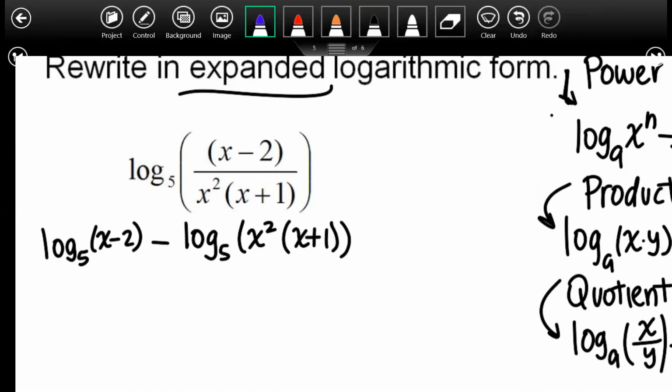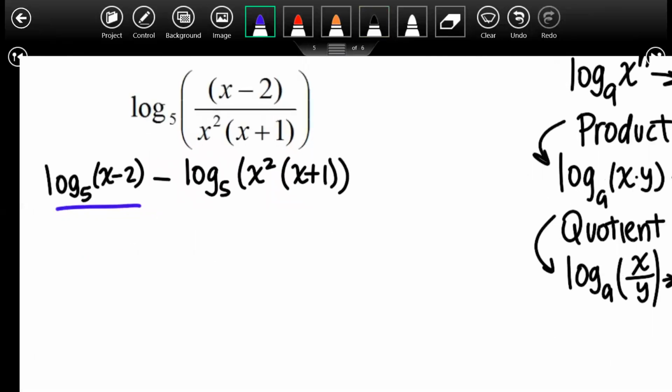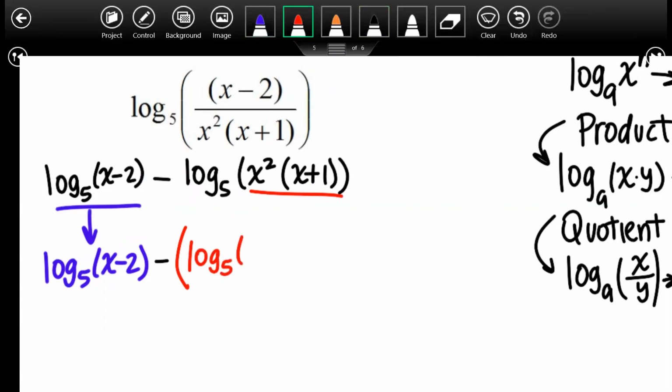Next thing I'll do is use the product. Our first term has nothing else. It's not a term of products at all, so we're just going to drop this portion down. Our ending portion, though, is a power property. So I want to be able to split that up. I'm going to put parentheses around here to show my splitting of that term. It'd be x squared plus log base 5.